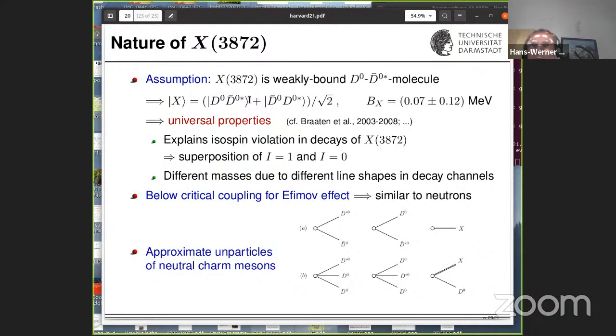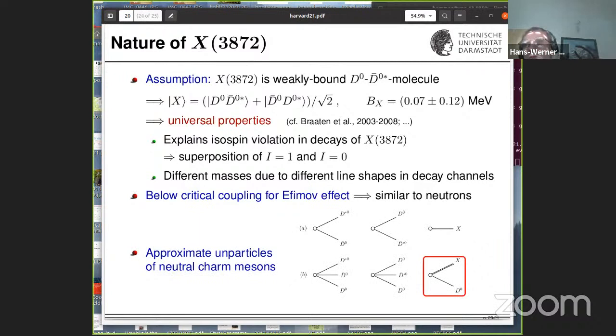However, it's a little bit different from the neutron case because now there is a different channel. You have scattering channels, but you also have a bound state channel. Then you could discuss approximate unparticles of neutral charm mesons, unparticles of 3 D mesons, which is kind of what we discussed before. But you could also have in the three-particle channel an unparticle of the bound state and a third D meson. For these two, in principle, the same applies that I discussed before. But here, let's take a look at this XD scattering or production of an XD, again in a short range reaction. There are also some predictions that you get, and this is shown here.